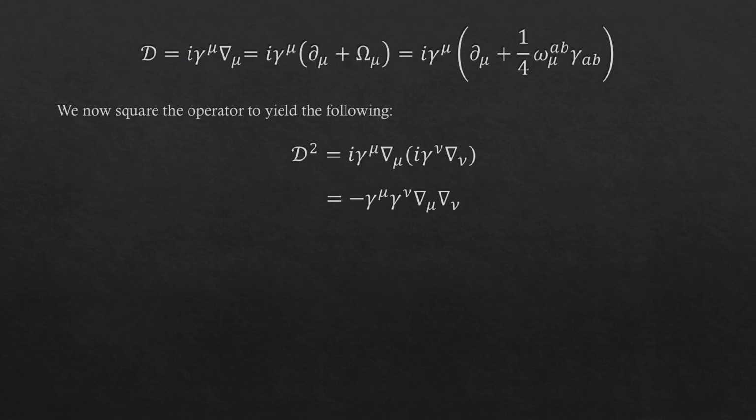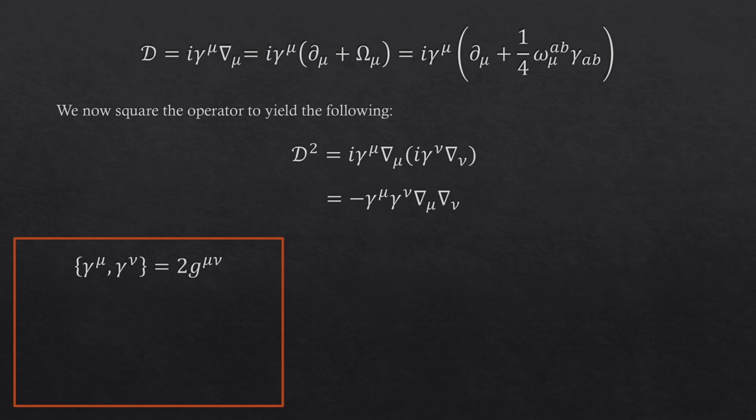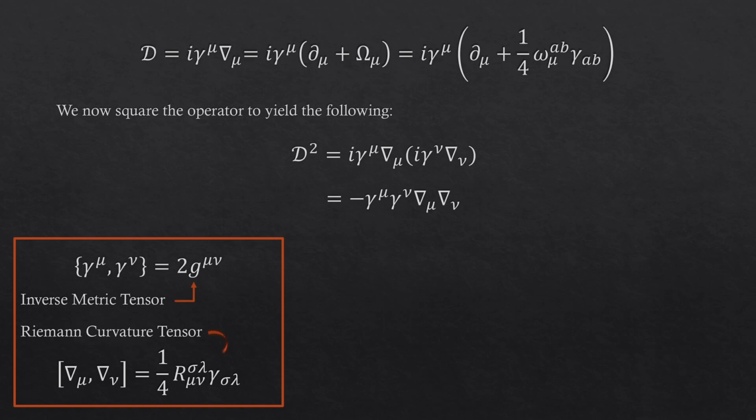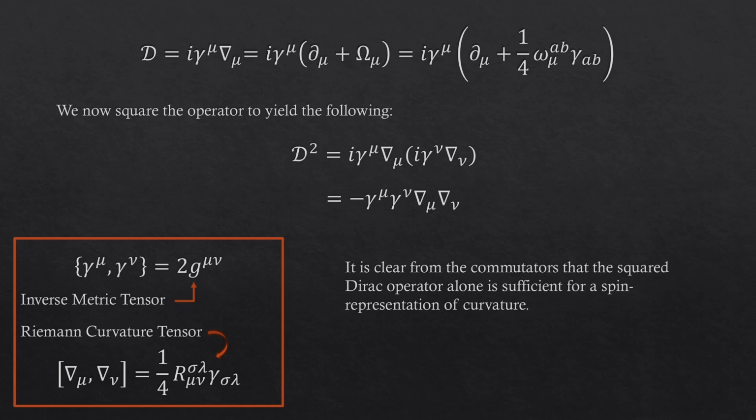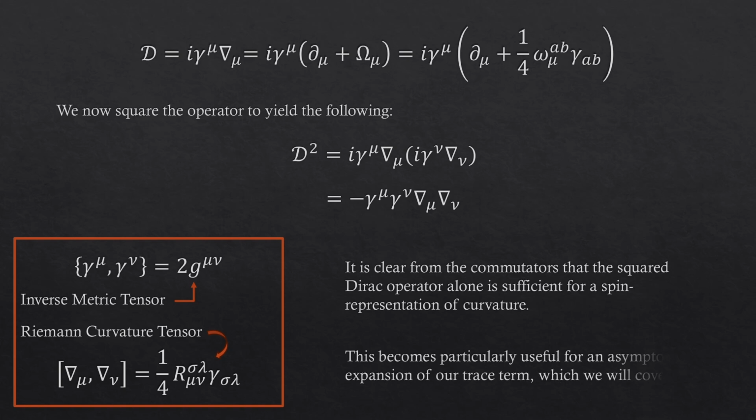This was covered in my prior video over derivatives. The commutators for the gamma matrices give us 2 times the inverse metric tensor. Meanwhile, the commutators for the covariant derivative components give us 1/4 the Riemann curvature tensor components acting on the gamma matrices. It is clear from the commutators that the squared Dirac operator alone is sufficient for a spin representation of curvature, and this becomes particularly useful for an asymptotic expansion of our trace term, which we will indeed cover later.